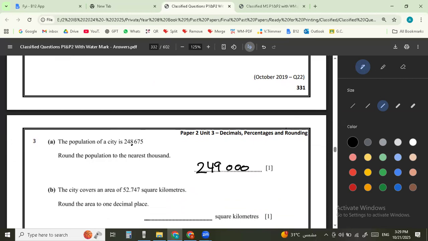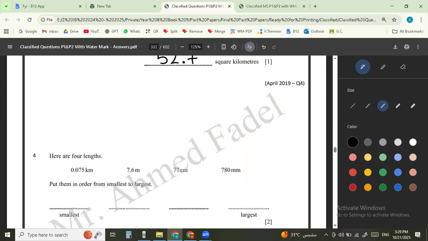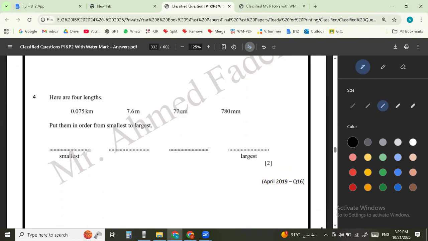The city covers an area of... round the area to one decimal place. One decimal place. The digit after it is weak. So it is 5, 2.7, it stays the same. They wanted to put them in order from smallest to largest. No problem at all. I'm going to put them in order from smallest to largest.